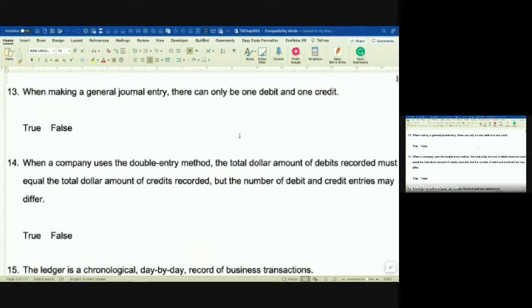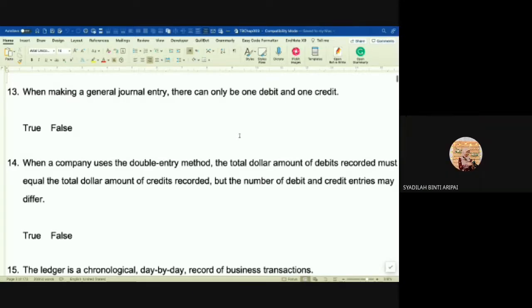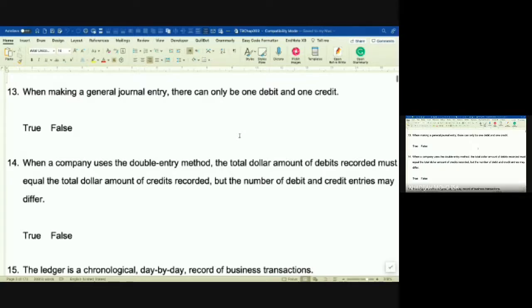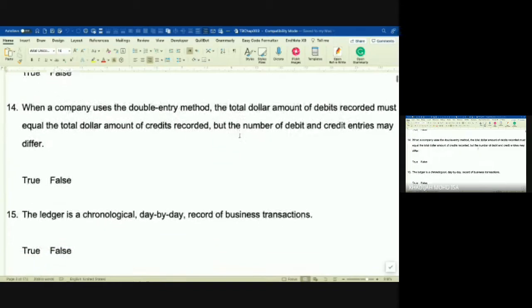When making a general journal entry, there can only be one debit and one credit. False. You can have 2 debits and 1 credit. For example, when you purchase your equipment on cash and balance on credit, so you have 3 entries. So you can have more than that.